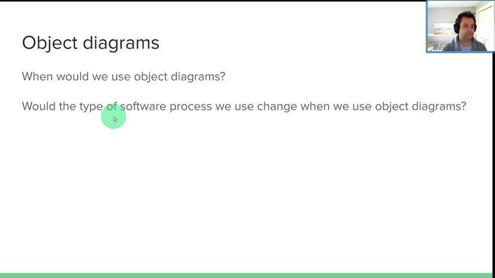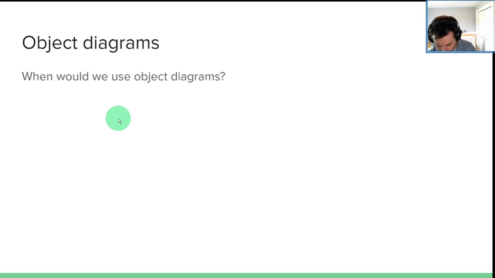All right, so same questions. Why would you use an object diagram? Does it make sense to use an object diagram if we have a class diagram? Or is it extra effort? Does the question make sense, I suppose?